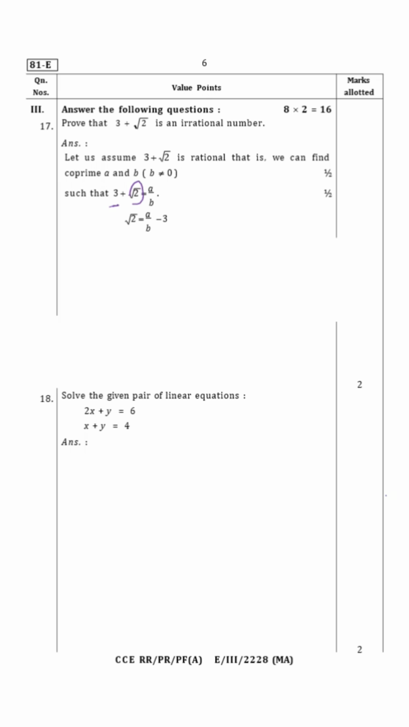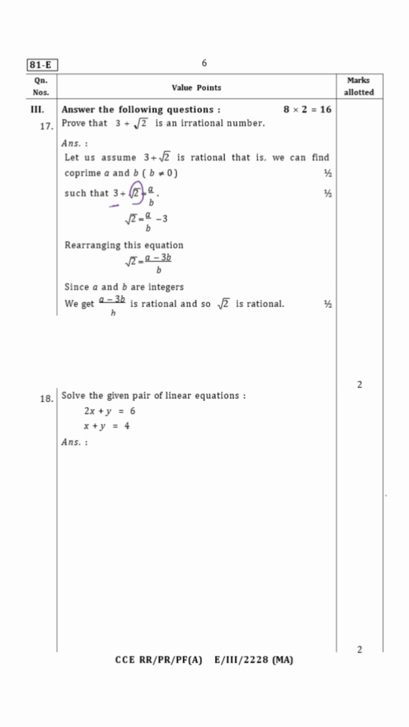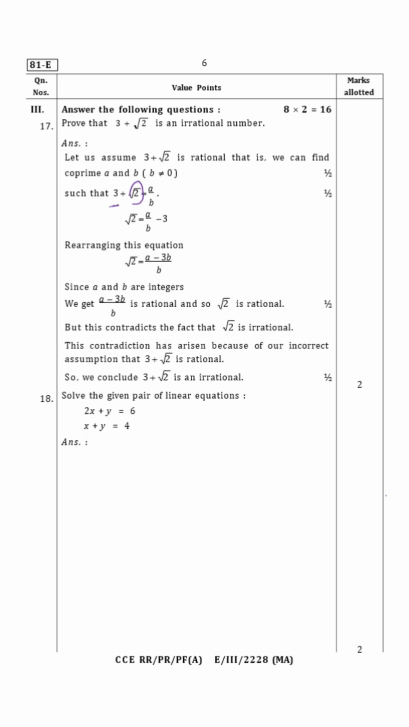Then b is the LCM. So a minus 3b by b is equal to root 2. Since a and b are integers, we get a minus 3b by b is a rational number. So root 2 is a rational number. But we already know that root 2 is irrational. This contradiction has arisen because of our incorrect assumption that 3 plus root 2 is rational. So we conclude 3 plus root 2 is an irrational number.